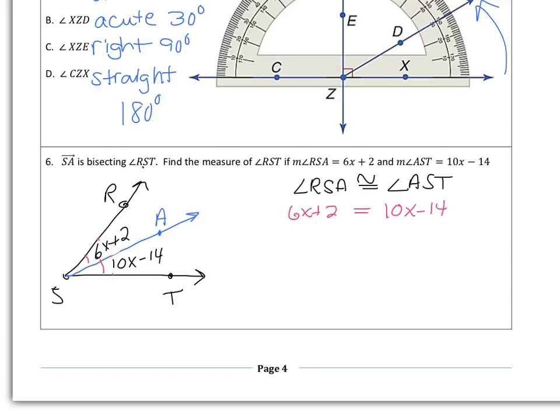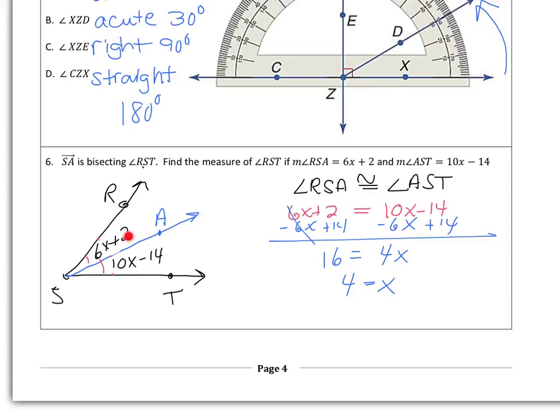If those angles are congruent, their measures are equal. And I'm going to subtract 6x from both sides, and I'm going to add 14 to both sides. So I get 16 equals 4x. Divide both sides by 4, and I get x equals 4. Now that's part of our solution, but we were asked to find the measure of RST. RST is the big angle here, RST.